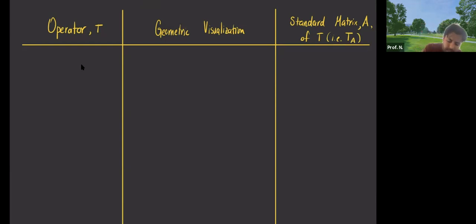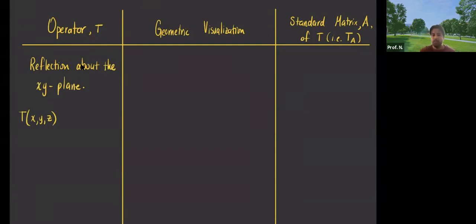Okay, so the first of its kind is a reflection about the XY plane. Now I'm dealing with a point in three-dimensional space, so we have X, Y, Z. And we want to reflect this point, X, Y, Z, through the XY plane. This may take a little bit more from us to try to see what that means.